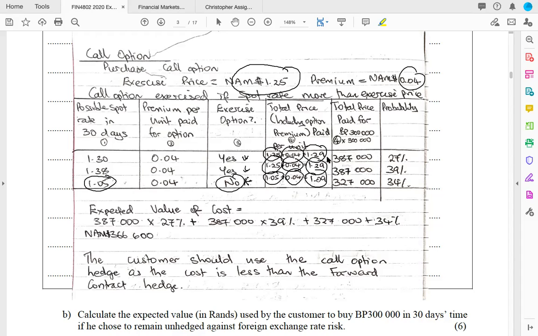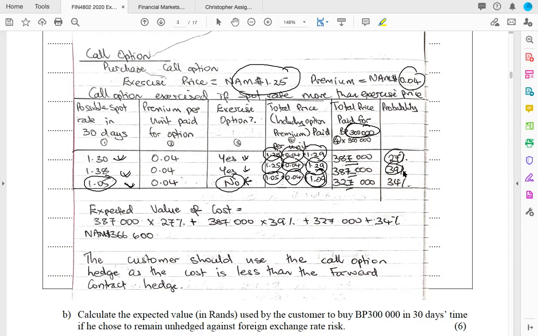And then you can multiply 1.29 times 300,000 Botswana Pula to give us the total amount of Namibian dollars we need if the spot rate ends up being 1.30. You take 1.29, multiply it by 300,000 to get the total price we would pay. So we would need 387,000 Namibian dollars if the spot rate ends up being 1.38. And then lastly, we take 1.09, multiply it by 300,000, giving us 327,000, which is what we would need in Namibian dollars if the spot rate ends up being 1.05.